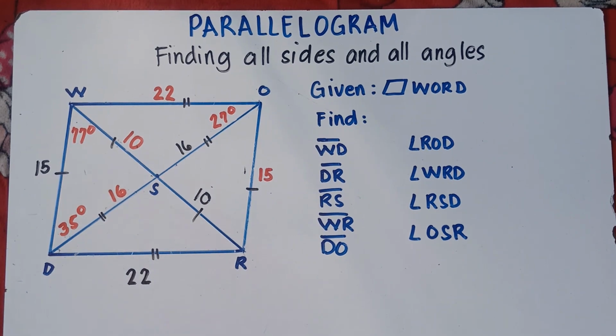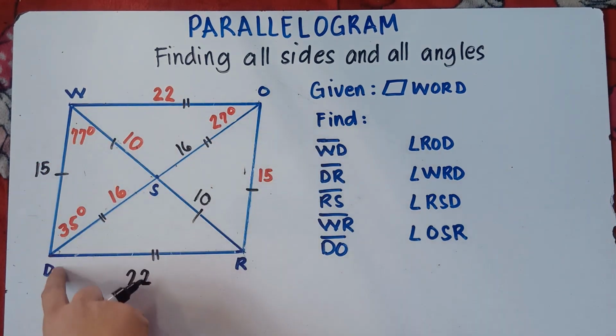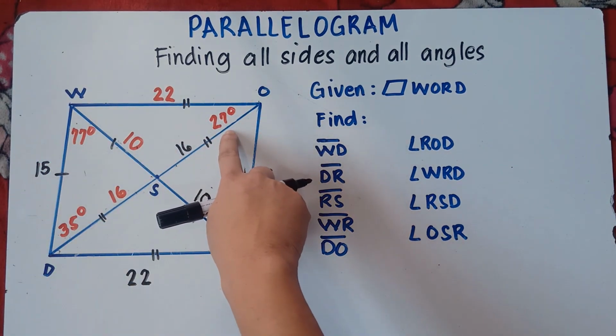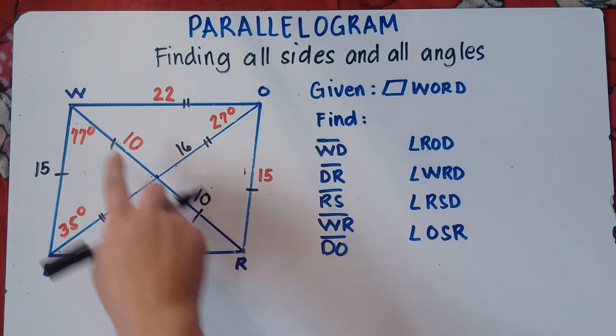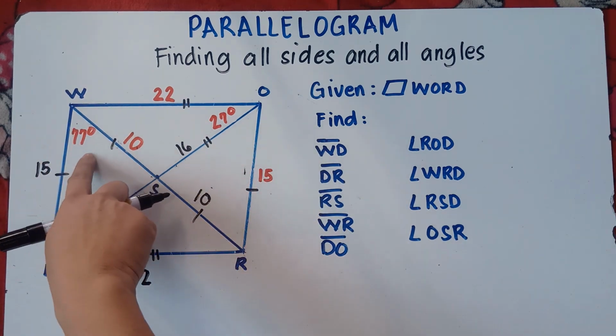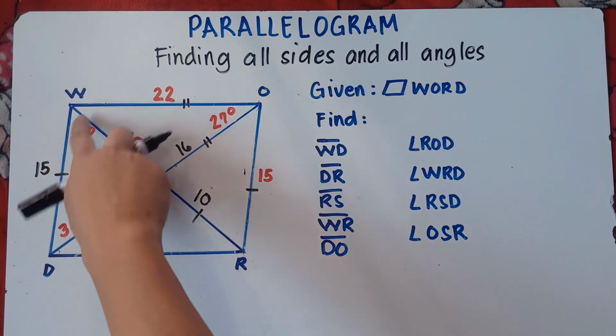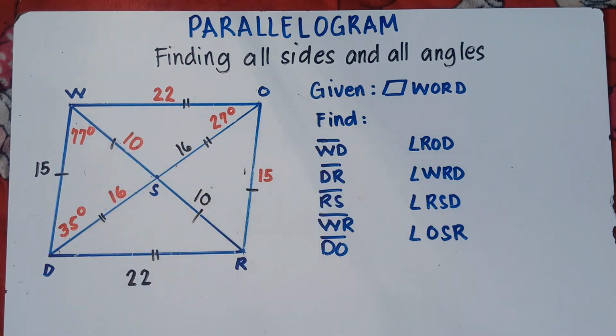We are given WOD is 27 degrees. We also have RWD is 77 degrees. And we have WDO is 35 degrees. We're told to find all angles, class. Alright, let's find all angles.